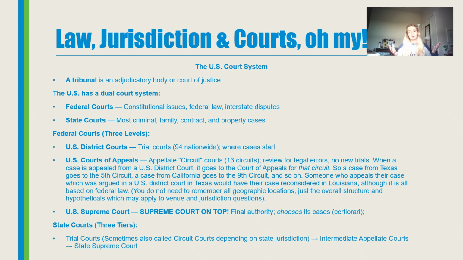Now we're going to talk about the U.S. court system. It's pretty simple, however, it can get pretty complex and confusing pretty fast as well. So, a tribunal is an adjudicatory body or court of justice. Fun little word to remember there. And the U.S. has a dual court system. So there's federal courts and there's state courts.